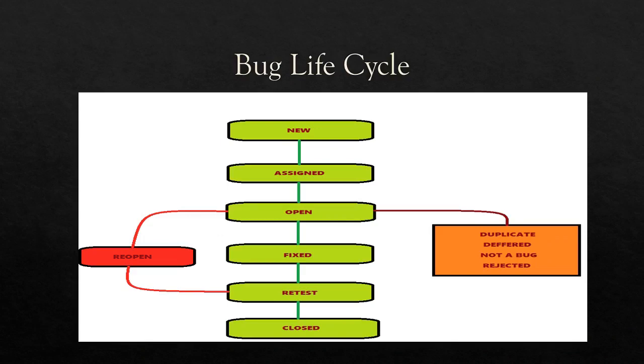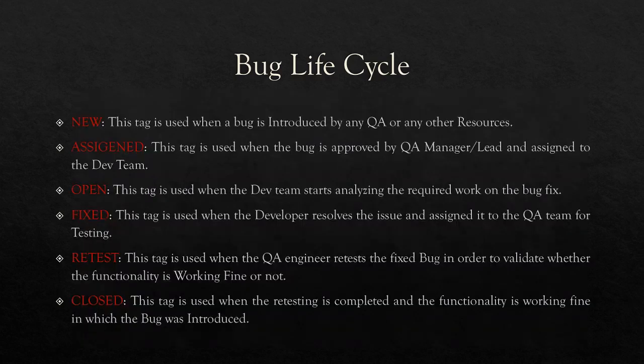So it includes several tags which are used to indicate the stages, and these tags are new, assigned, open, fixed, retest, closed, reopen. Then there are something called duplicate, deferred, not a bug, rejected. Now let us see when we use those particular tags.